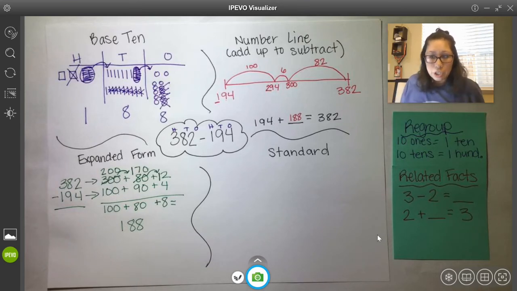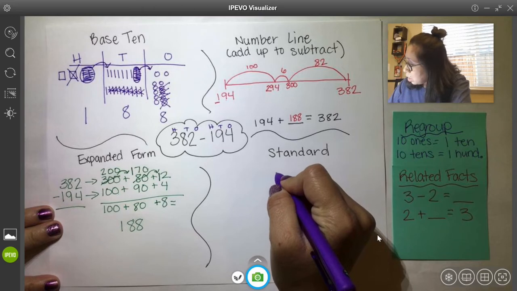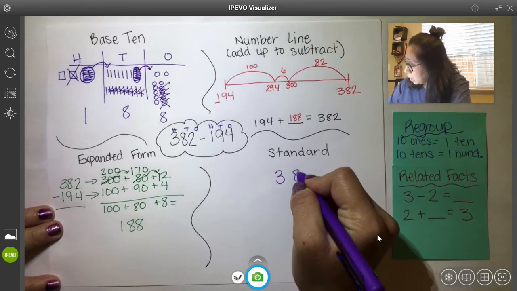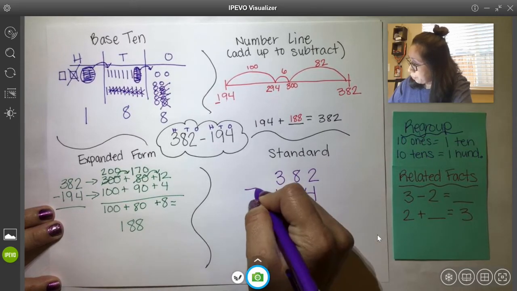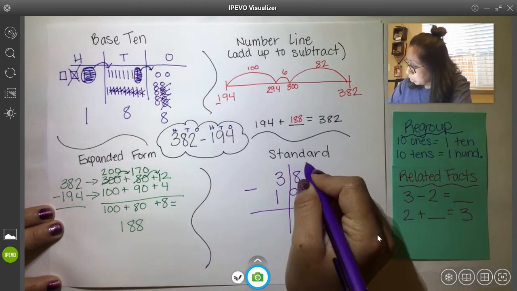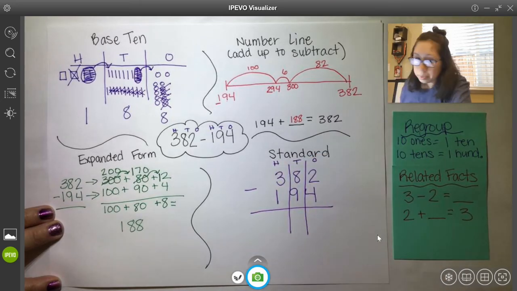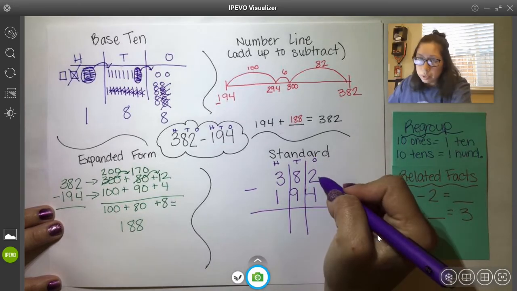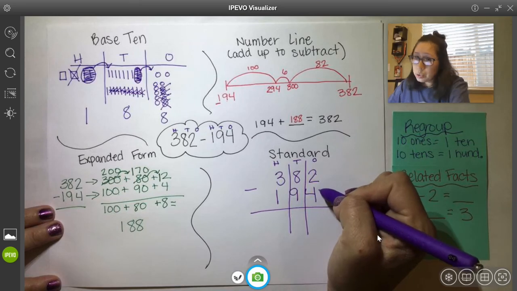The last strategy that we are going to do is the standard algorithm strategy. So we're going to stack up the numbers again. 382, 194. And I'm going to add my HTO chart in there because I want to make sure each digit is in the correct place value, which they are. All right, and we start with the ones place. 2 ones subtract 4 ones. I can't do 2 subtract 4.